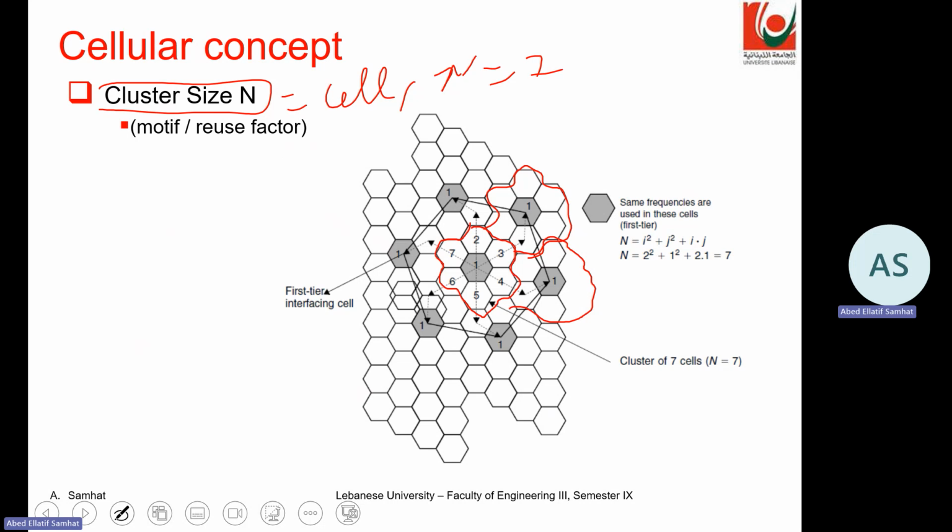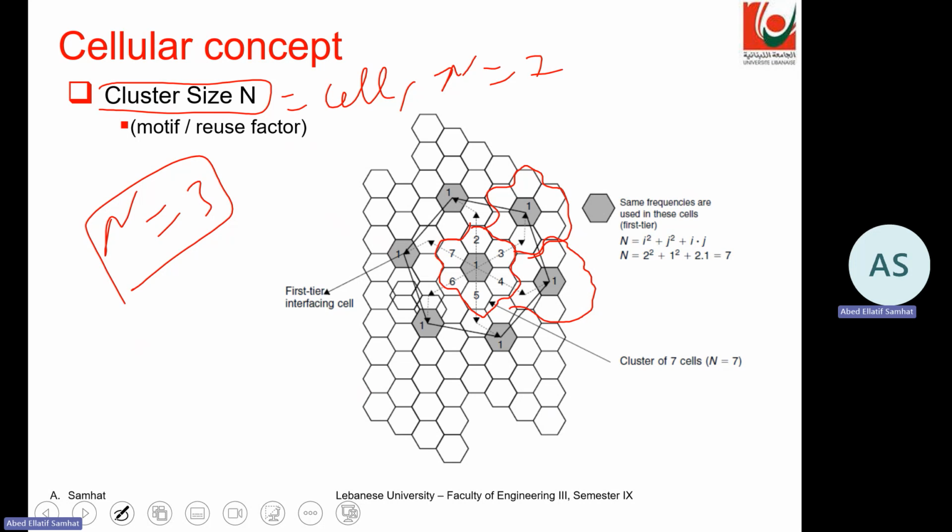If we have, for example, a cluster size equal to 3, in this case we are using a 3-cell cluster, and the radio resources, the frequencies, are used within 3 cells, and after that we can use them with another 3 cells and so on. So within a cluster the frequency is used once. This is the typical concept of the cellular system.